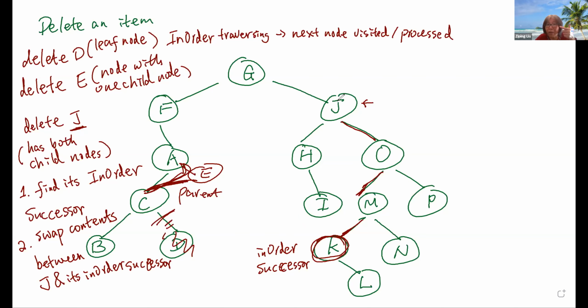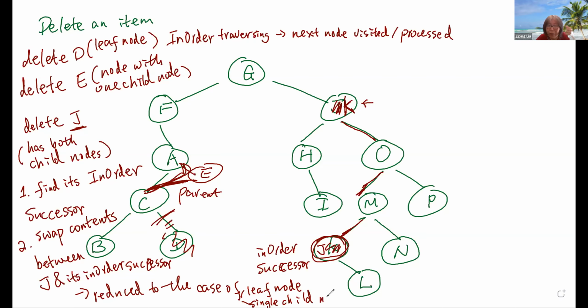Okay, so it's K, is it? So we swap, so K, we move it here. Okay, and we move J here. Okay, and after that, this is reduced to what? So it's reduced to the case of either leaf node case or single child node case.